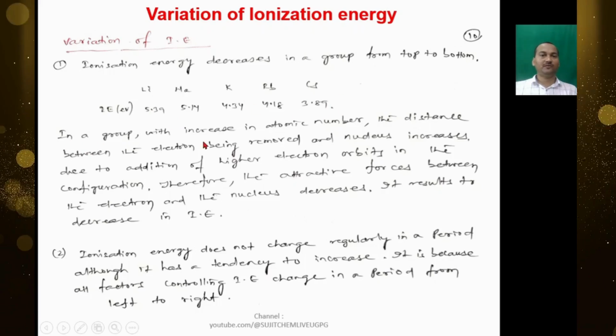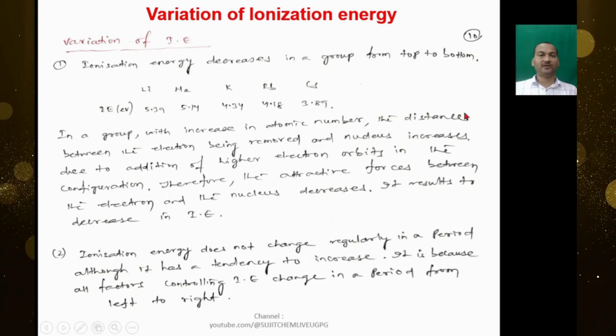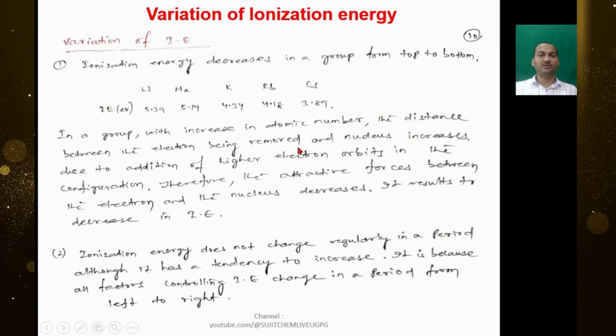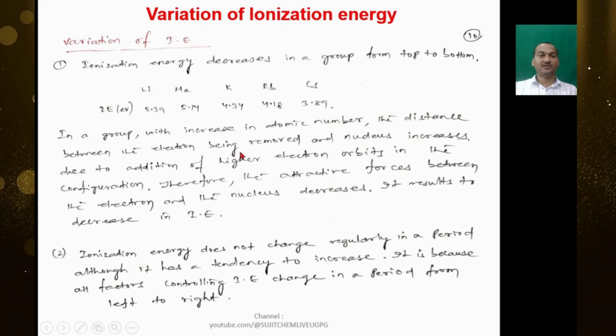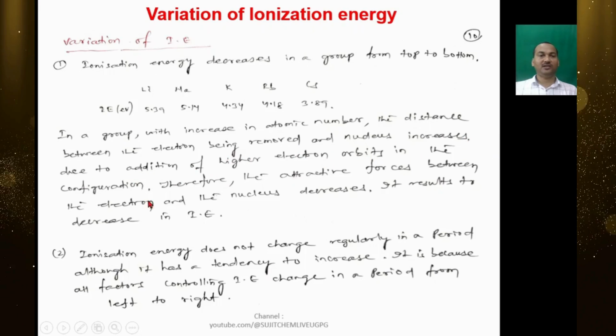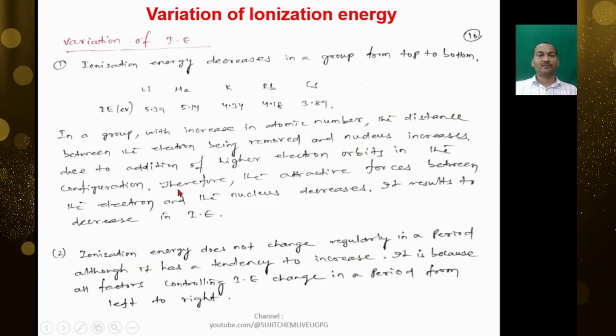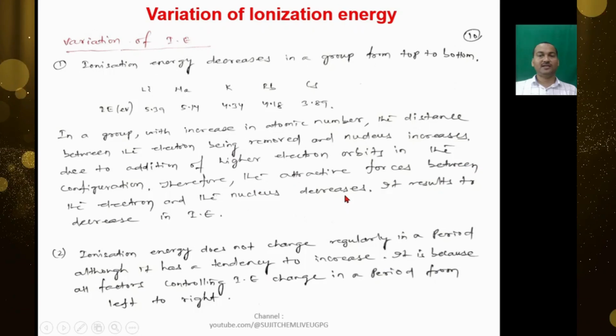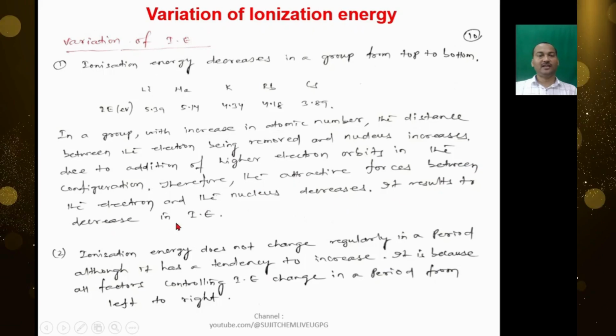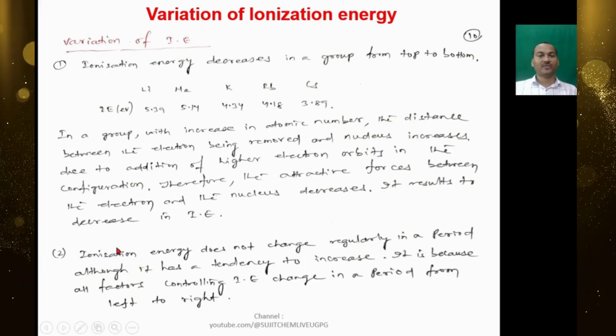In a group, with increase in atomic number, the distance between the electron being removed and the nucleus increases. Due to addition of higher electron orbits in the configuration, the attractive forces between the electron and nucleus decrease. So it results in a decrease in ionization energy.